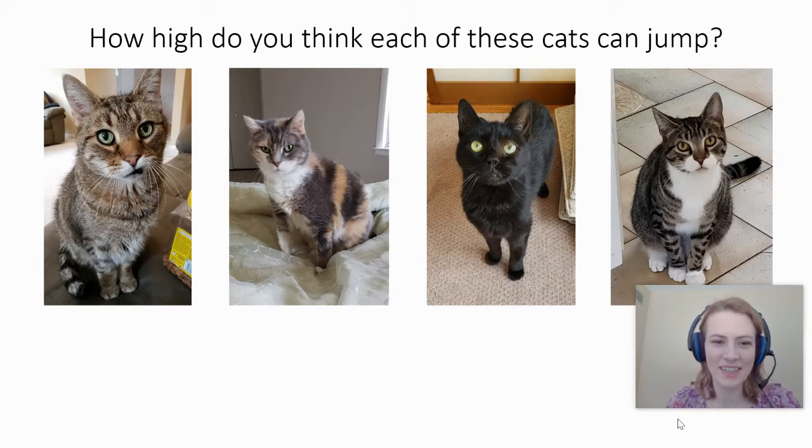I want to start on a lighthearted note. So these are my 4 cats. I want you to predict how high you think each of them can jump. Or maybe rank them. Who do you think can jump the highest and who can't jump very high?